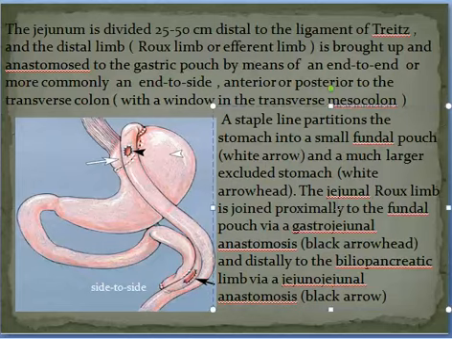The jejunal Roux limb, this one, is joined proximally to the fundus via a gastrojejunal anastomosis. This is the one, either, as we said, end-to-end or end-to-side, anterior or posterior to the transverse colon. Distally, we have the biliopancreatic limb still, this part.